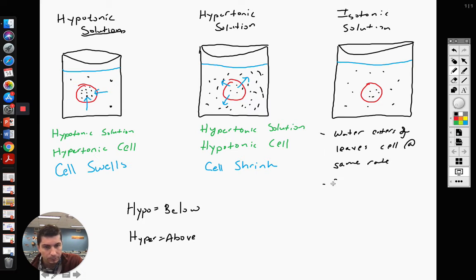Overall, the cell stays the same size. Okay? So there is your hypertonic and hypotonic solutions. So again, guys, they could ask you either one. They could say, hey, the cell is hypertonic instead of saying the solution. If the cell is hypertonic, then you know the solution is hypotonic. It's always going to be the opposite, okay?